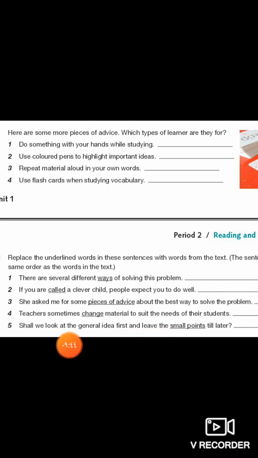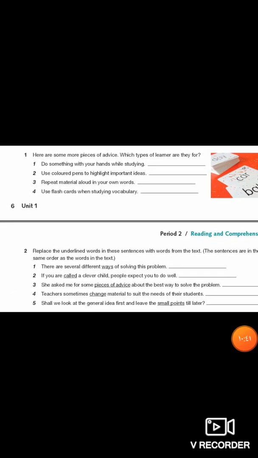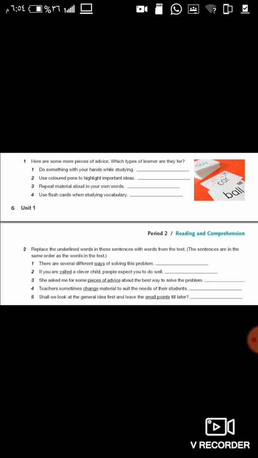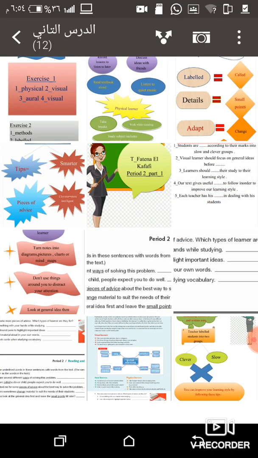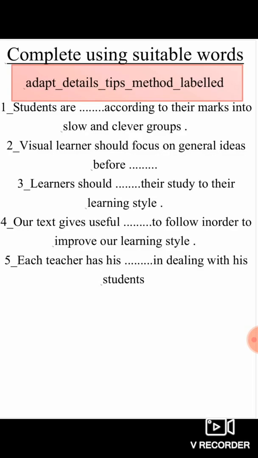Number 5, shall we look at the general idea first and leave the small points till later? Small points means yes, details, excellent. So we have here exercise number 2, and exercise number 1. We have the answers at the end of our video. Okay, so we know now the tips that make us smarter learners, and we can achieve our goal to be smart in our learning. Okay, now we have here an exercise.